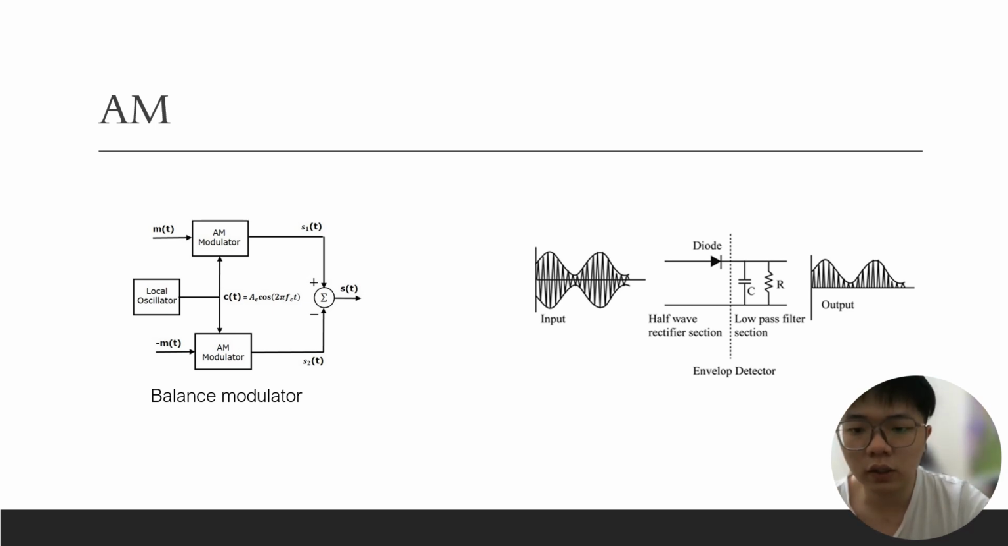Next is the envelope detector. The envelope detector is designed to extract the amplitude variation of a modulated signal, essentially providing a signal that represents the changing amplitude of the original signal.